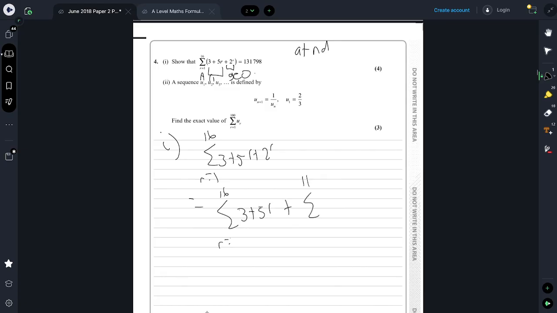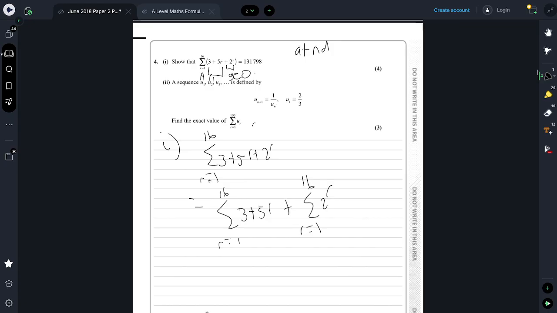Plus the series of 16 terms of 2 to the r, with r equals 1. And they're exactly the same. You can split up any series like this. And then you realise they're arithmetic. Or what you could do is substitute the first two values of r in and see what happens.